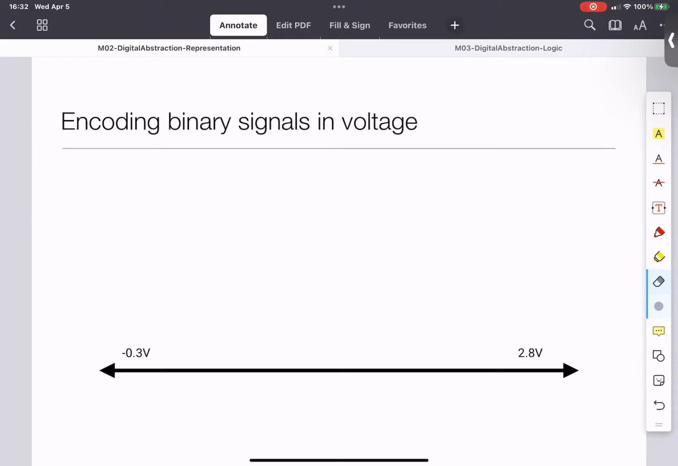So let's say I have a computer which, as shown here, goes from near 0 volt to some 2.0 volt, something like that. There's some span that it covers.